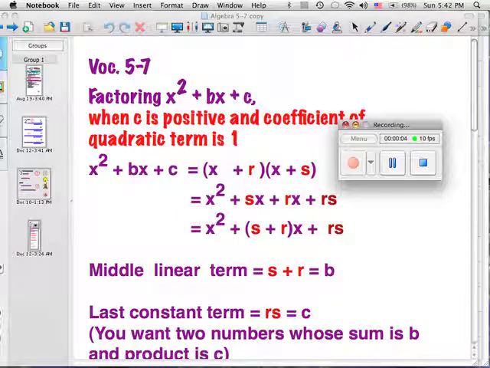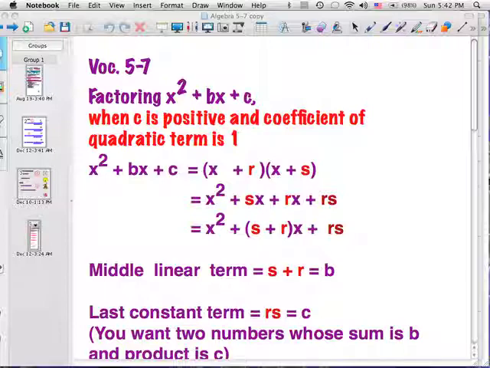We're on chapter 5, section 7. And we're going to start learning how to factor trinomials that are not perfect square trinomials, because that's not always going to happen. We're just going to take it one step at a time. So we're going to work with a trinomial where there's no number in front of x squared, just the 1, and the third term, the constant, is positive. So the coefficient of the quadratic term, the one that's to the second power, is 1.